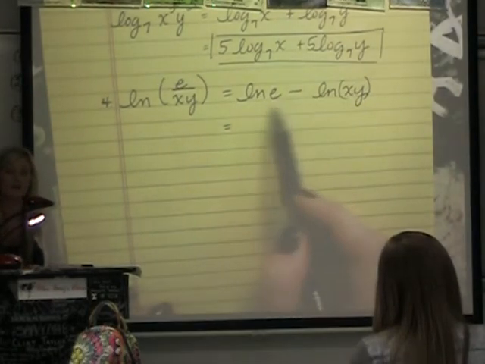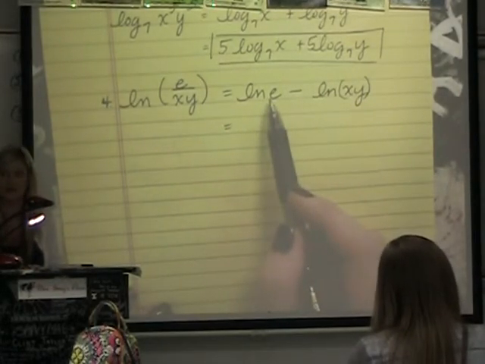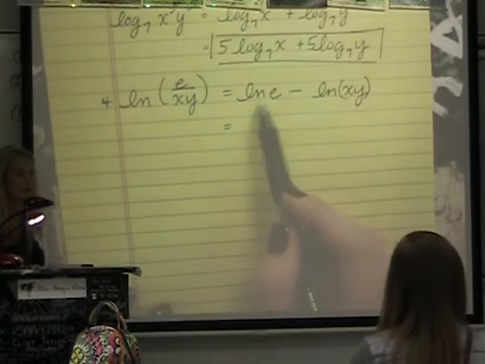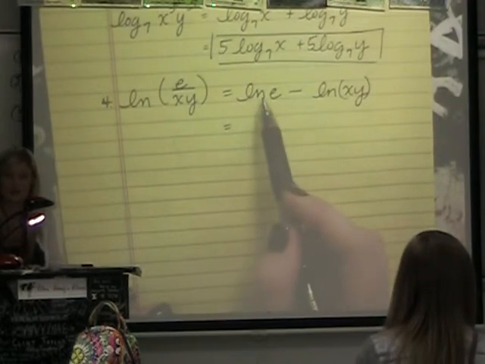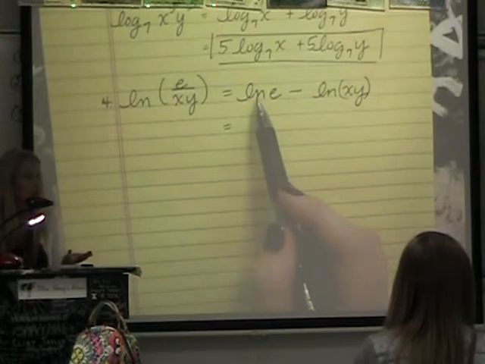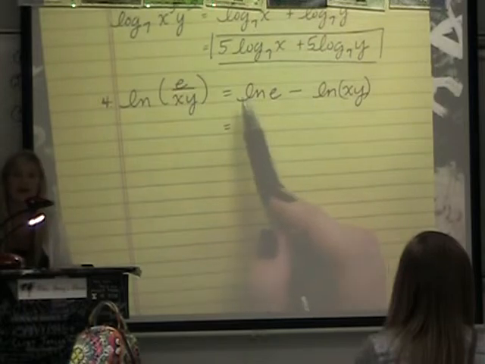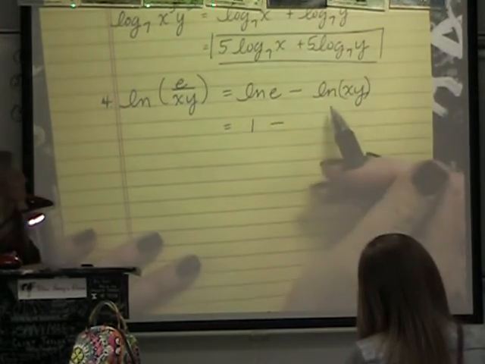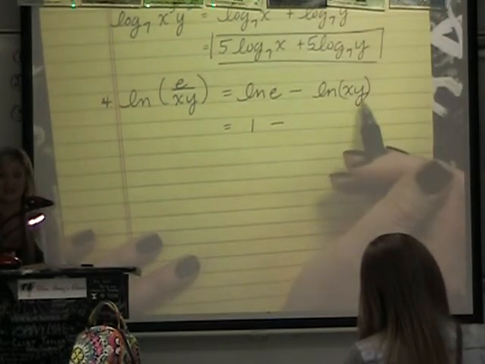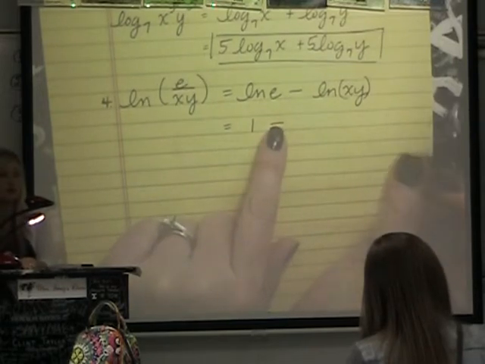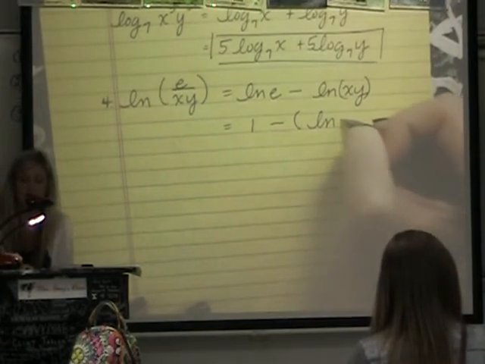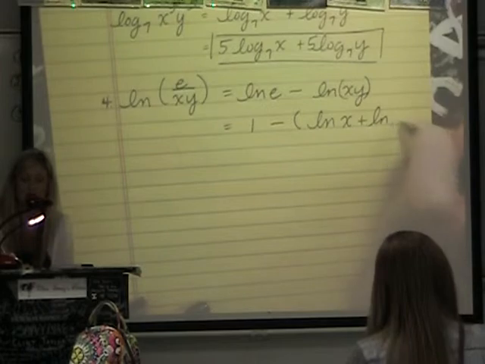Now, we do have a property for ln of e. That's one of our inverse properties from property number 1. ln and e are inverses of each other, so they cancel each other out, leaving you with the exponent. And what would the exponent be on base e? Yeah, just 1. So ln of e is just 1. And then I'm going to subtract off the natural log of xy, but I'm going to expand it. Because I have a subtraction here, I'm going to make sure to use parentheses and do natural log of x plus natural log of y.